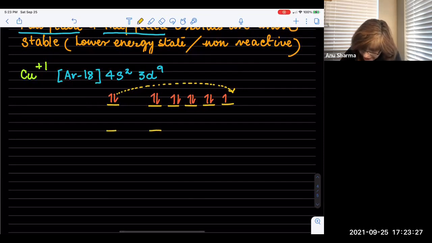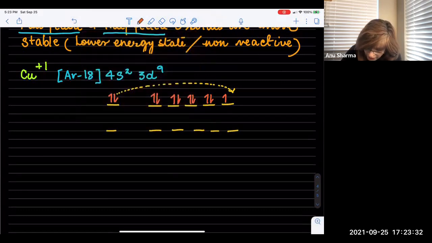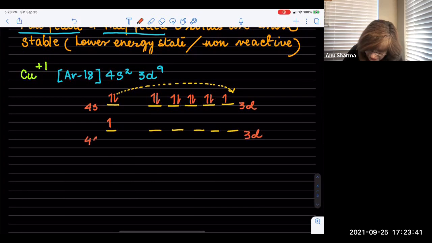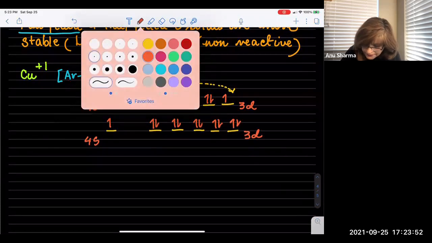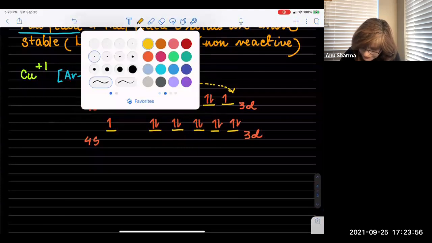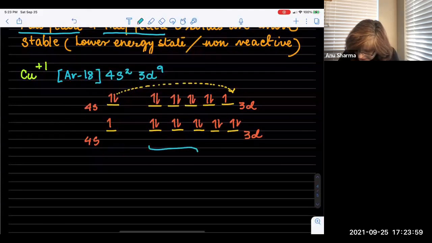So 1, 2, 3, 4, 5. And now we have one electron here. The 4s is still the last shell. This is the 3d, and this is 4s. Now we have all these electrons in 3d paired, and this is an ideal condition. This is a fulfilled orbital state.